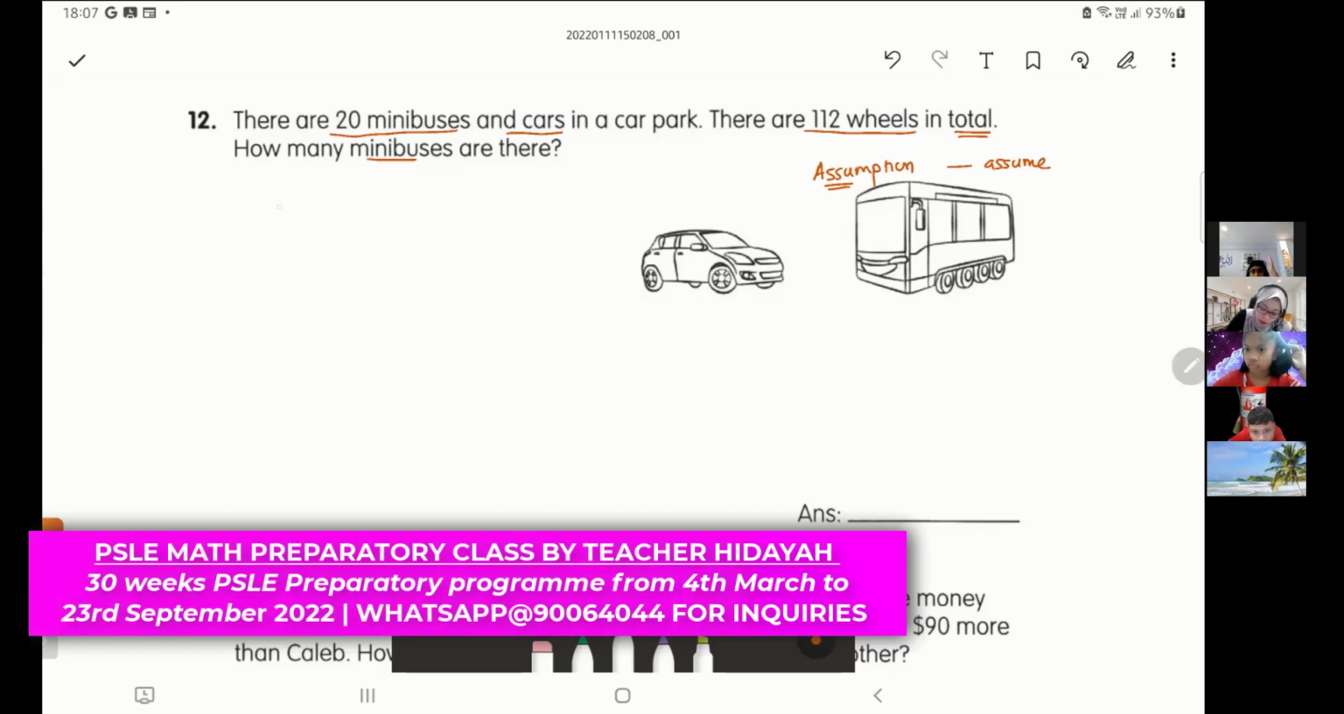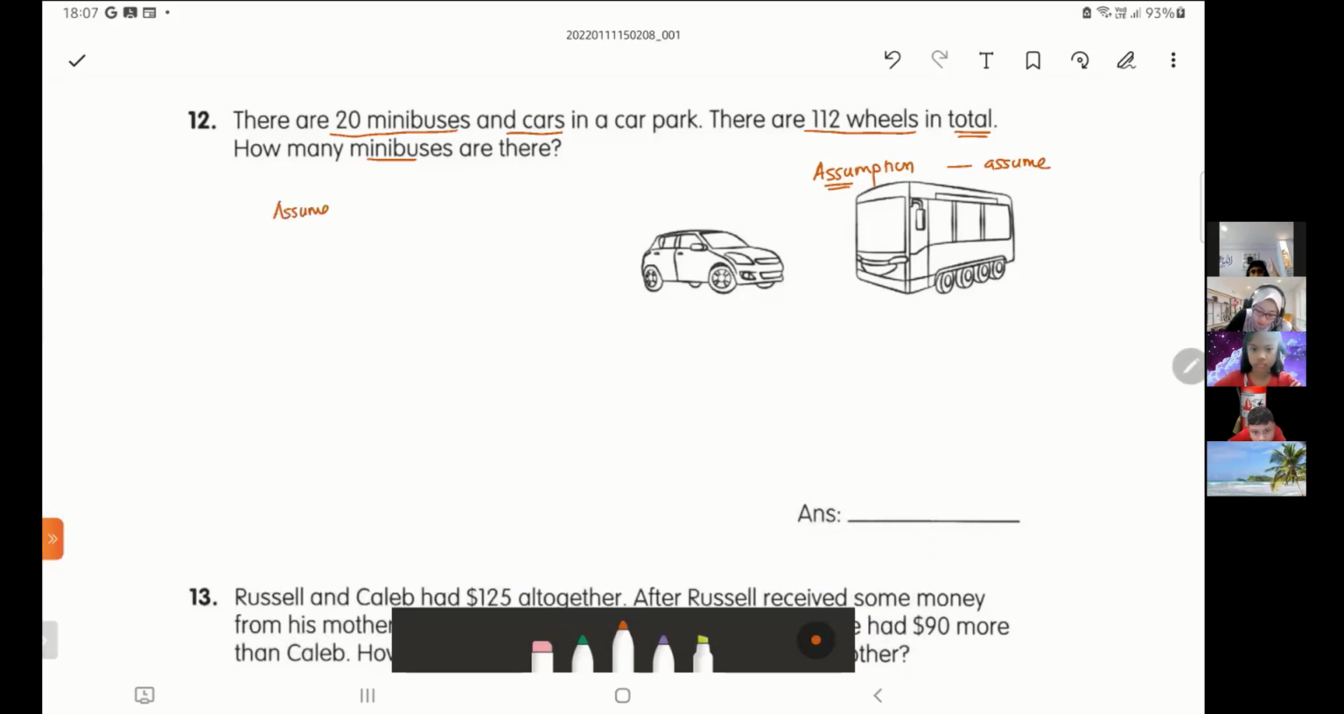So we are going to assume that all the vehicles are cars. Why do I assume that they are cars? Because they want to know minibuses. The thing that you assume must always be the item that the question does not want. Can you see that the question doesn't want the cars? Instead, they want the minibuses. That's why I assume that everything are cars first.